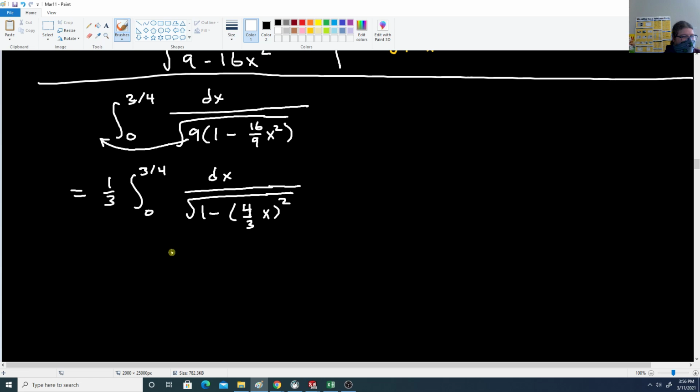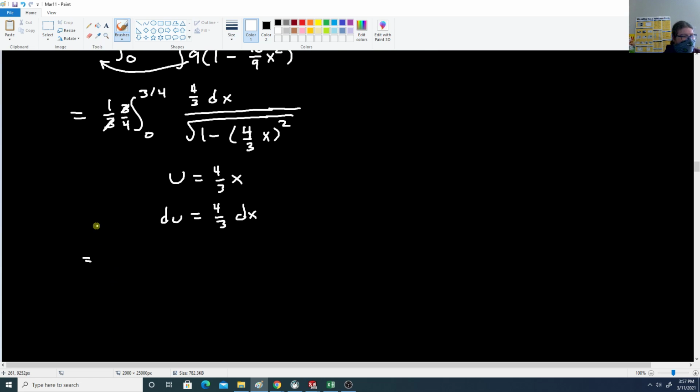This is basically going to say that u is 4/3 x. Therefore, du will be 4/3 dx. So I need to put a 4/3 up here, which means I need to put a 3/4 out front. And we'll note the 3's can cancel here. And so I'm ready to do a u substitution now. I have 1/4. I'll need to find my new limits. If I put 0 in, 4/3 times 0 is 0. If I put 3/4 in, 4/3 times 3/4 is 1. So my new limits are 0 up to 1.